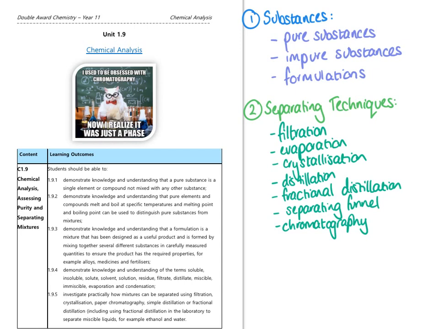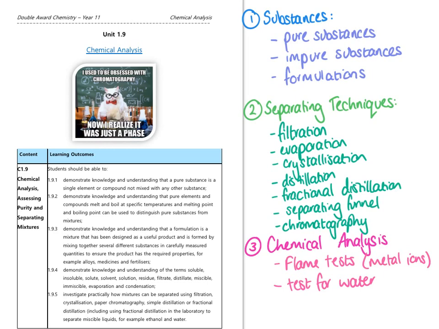And then the final part of the topic is what we call our chemical analysis. And in that we are going to look at flame tests, which is how we identify the metal ion present in a salt. And we're going to look at the test for water. So that's an overview of where we're going with this topic, and let's get stuck in.